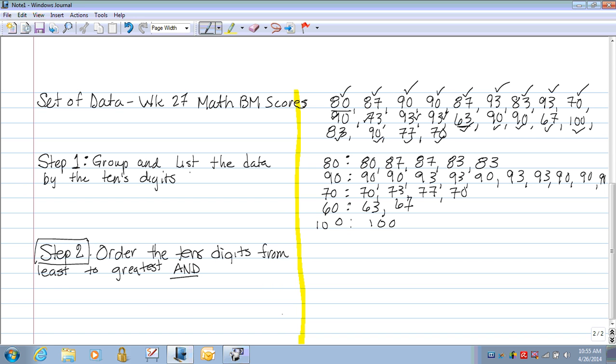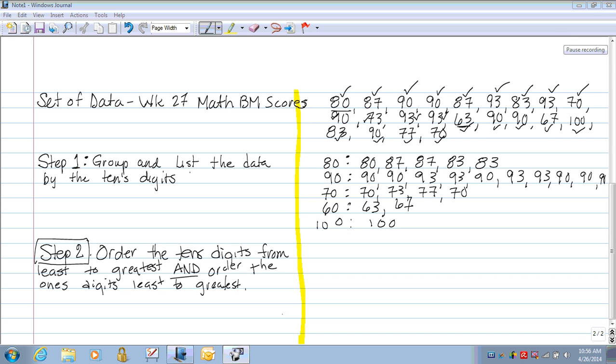And order the ones digits least to greatest. Push pause.